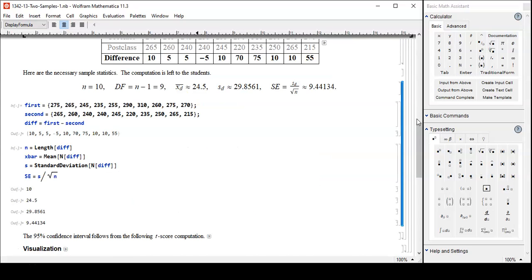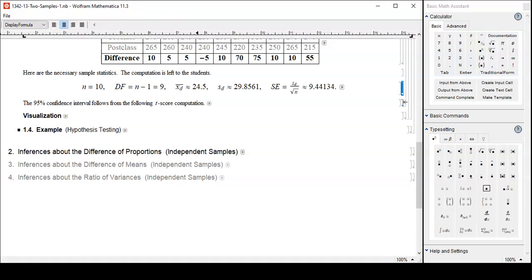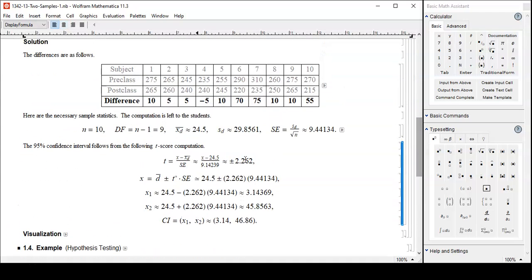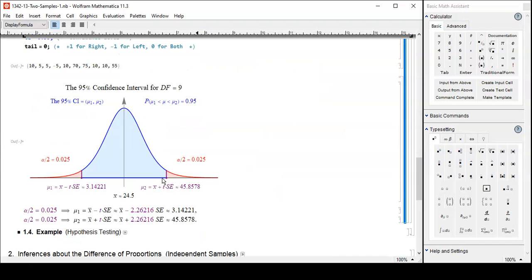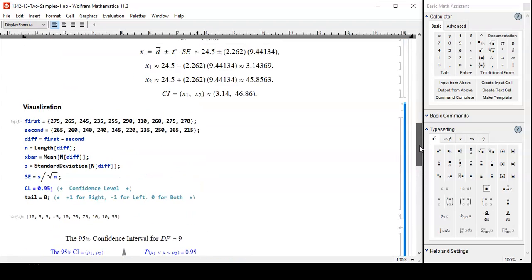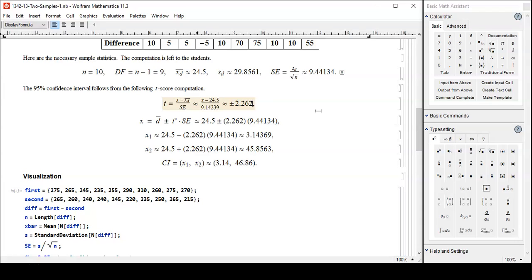And this is just for computation purposes. And then you can work it out like this. The t-score is end minus center over SE. You see? End minus center over SE. So this right-hand side endpoint minus 24.5 over the standard error we calculated. And that has to be the t-score associated to the 95% in the middle, and the degree of freedom of 9. And the detail is left to the students.